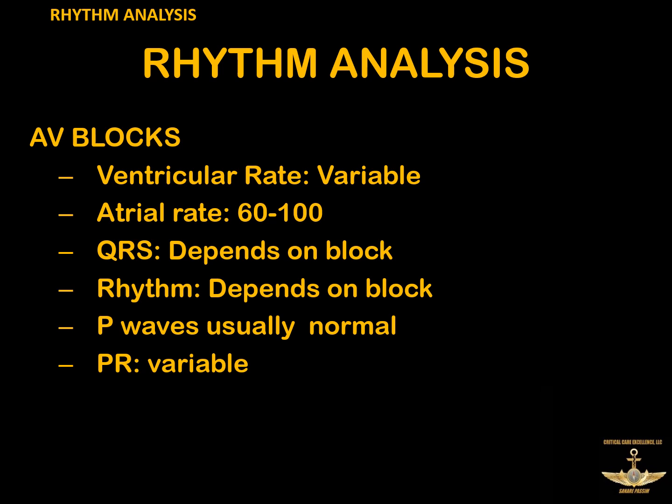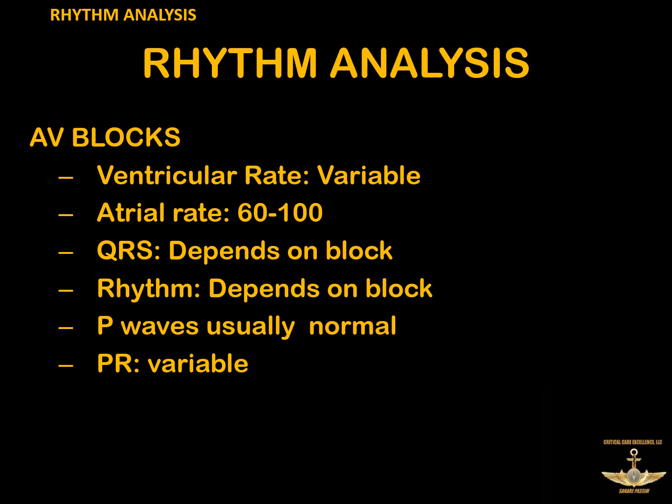And so you may conduct normally out of the atria. In other words, you may conduct a normal sinus beat down to the AV junction, and then something's going to happen there. It's going to be lost or delayed, and that's going to cause the rhythm to be unusual. So the atrial rate is usually normal in these cases, somewhere between 60 and 100. The ventricular rate, however, is going to be variable based on the conduction.